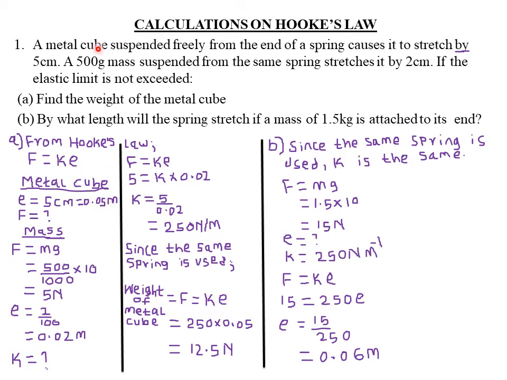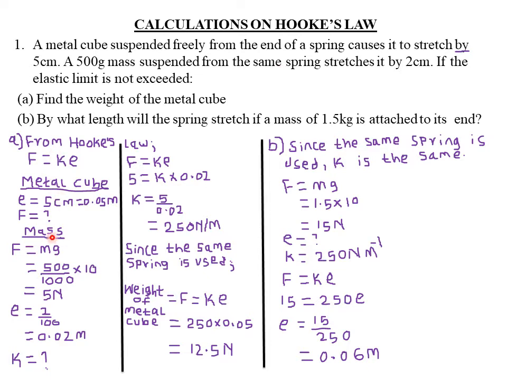Now for the case of the metal cube, we are only given the extension. We are not given the force or even the mass. Now we move on to the other quantity that you have been given. We are told that a 500-gram mass is suspended from the same spring, and it stretches it by 2 centimeters. If you are told that we are using the same spring, that should give you a clue that the spring constant for both cases must be exactly the same, because we are using the same spring, which means its stiffness, or the spring constant, is exactly the same.